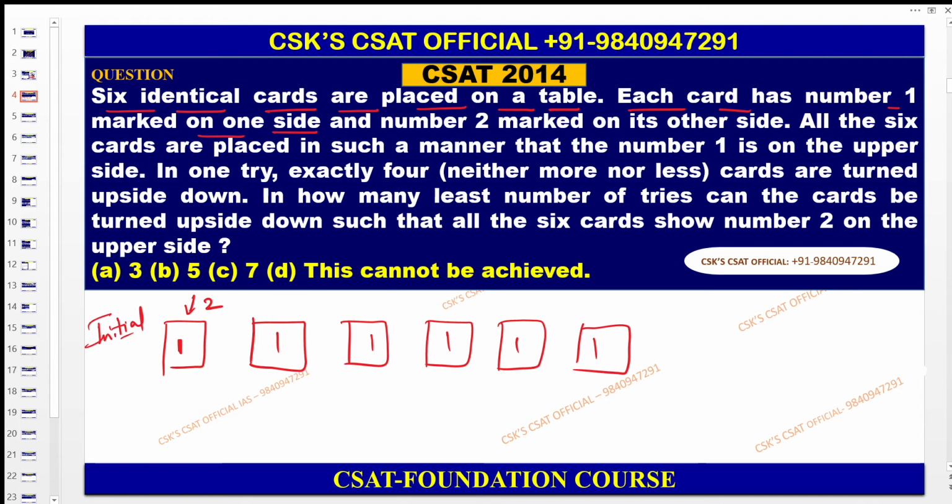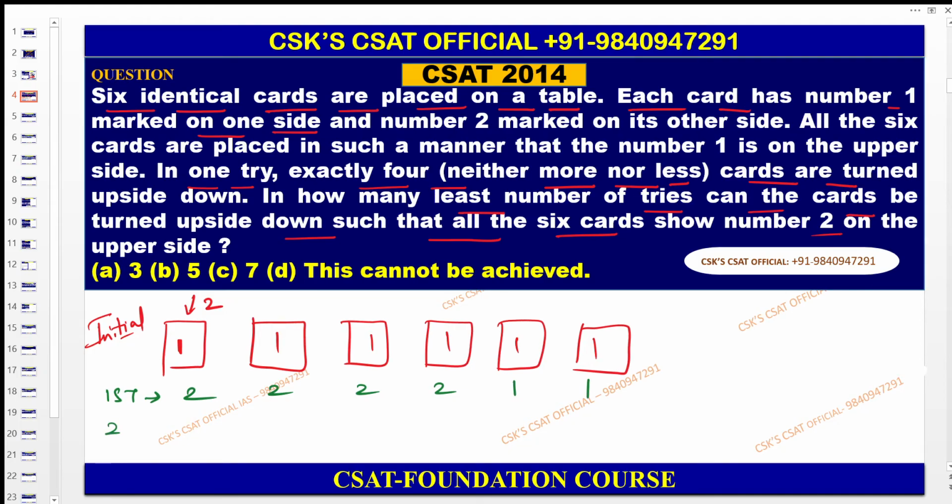Now in one try, exactly 4, neither more nor less, which means exactly 4 cards are turned upside down. In how many least number of tries can the cards be turned upside down such that all 6 cards show 2 on the upper side? Now the first time you can do this: the first 4 cards you can turn as 2 2 2 2, so the remaining remain 1 1.